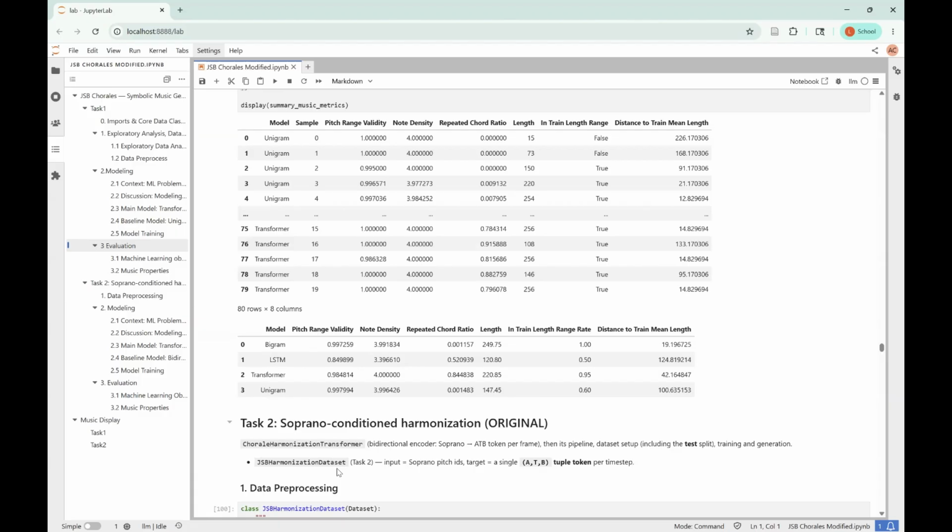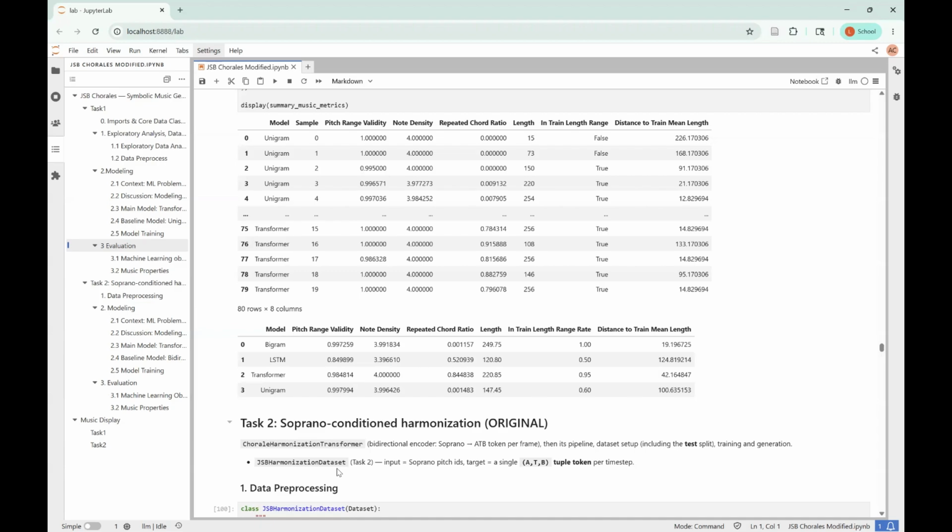However, the main issue is the repeated chord ratio. In the training data, this ratio is about 0.63, but for the transformer, it becomes 0.84. This means the transformer learns to hold chords for a long time. That helps reduce loss, but it can make the output sound too static.